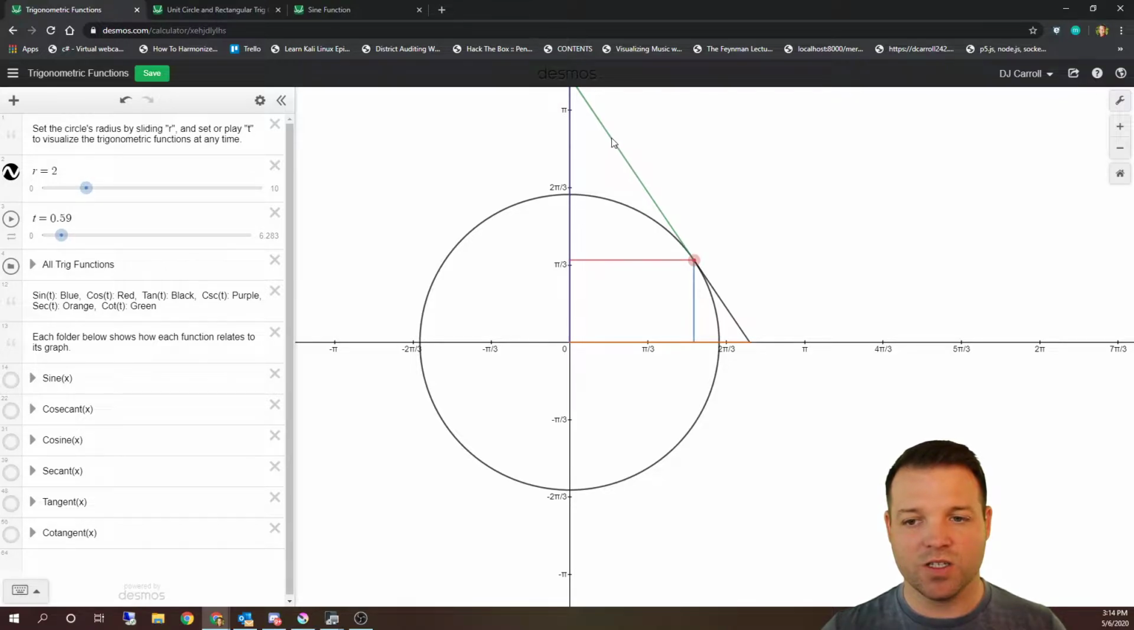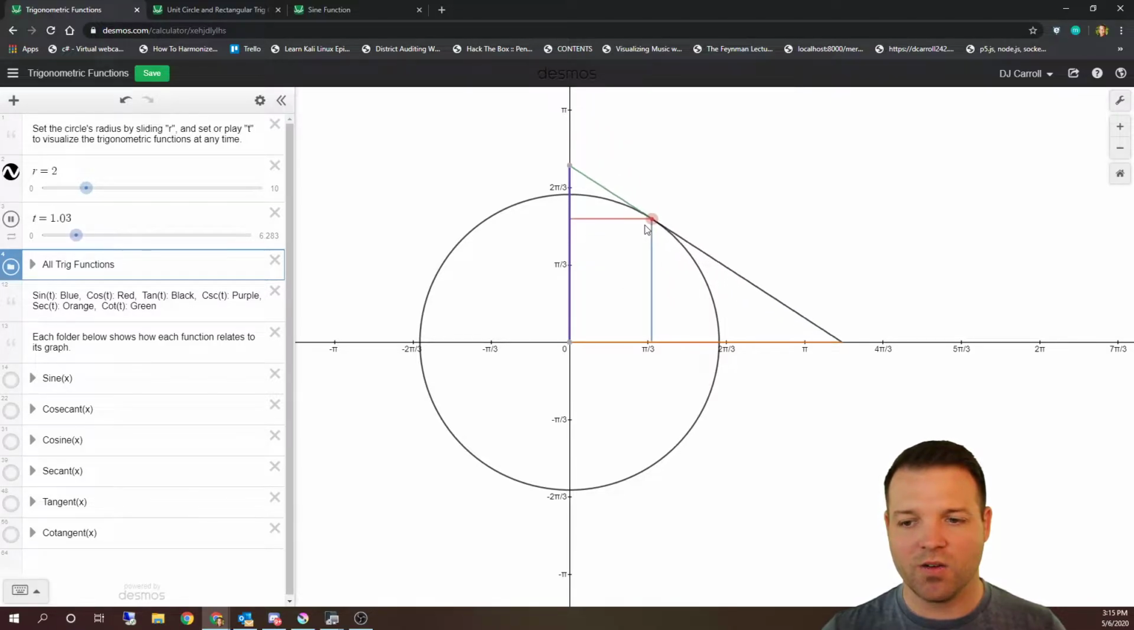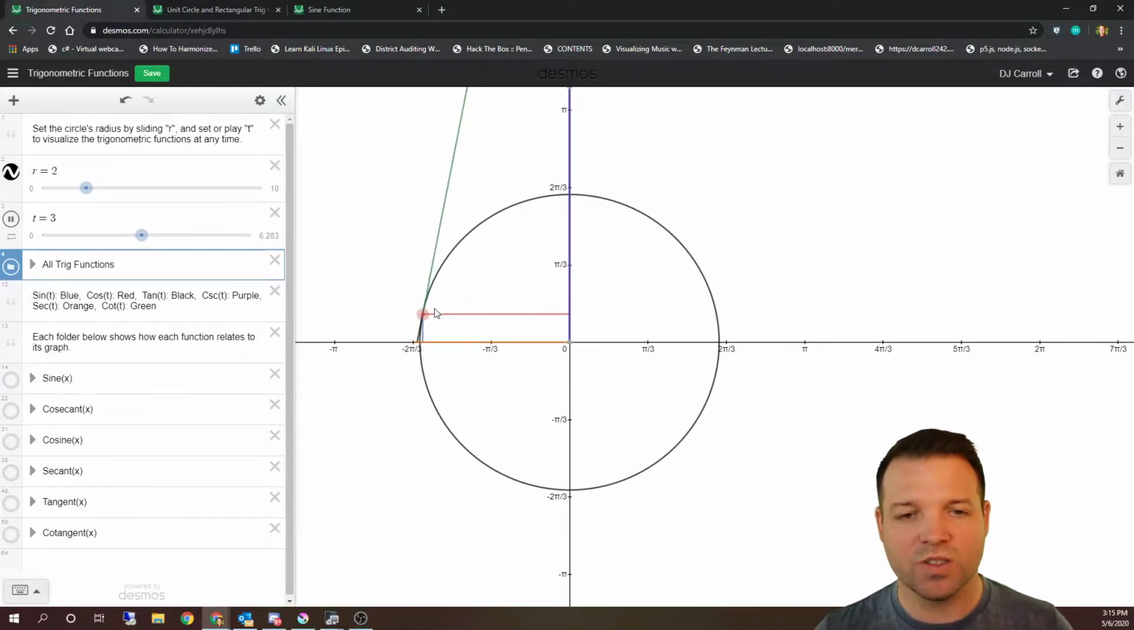The cotangent is the green segment. The secant is this orange segment going across, and the cosecant is the length of this purple segment going in the vertical right here. And so as we rotate this angle around, obviously all of these are going to change, okay, but they're all extremely closely related to each other.